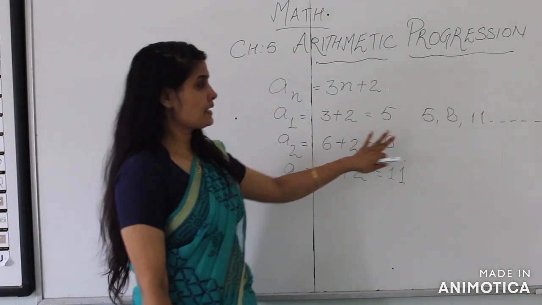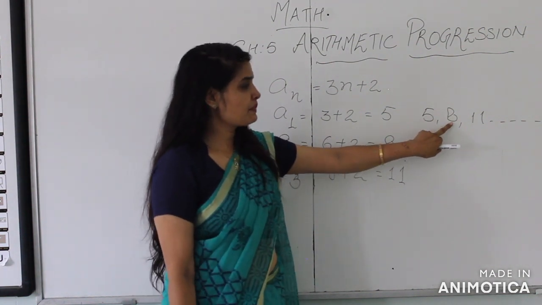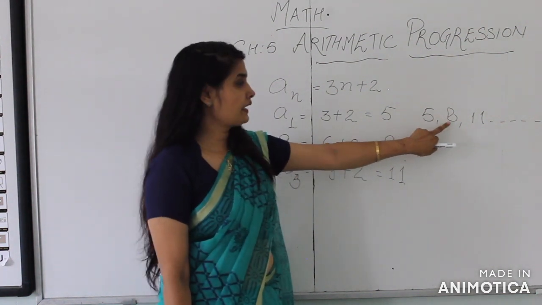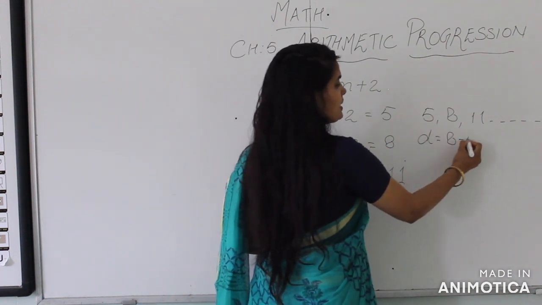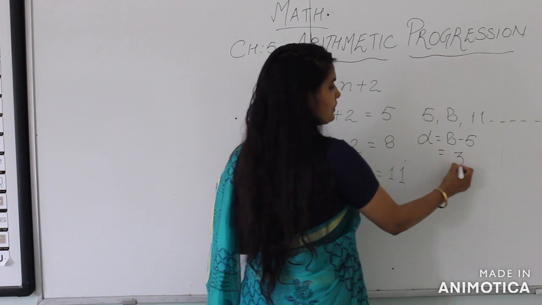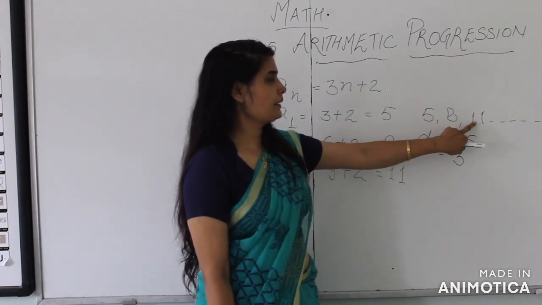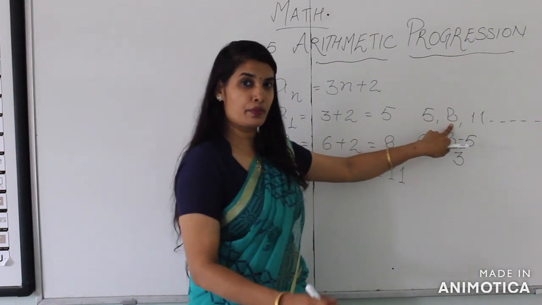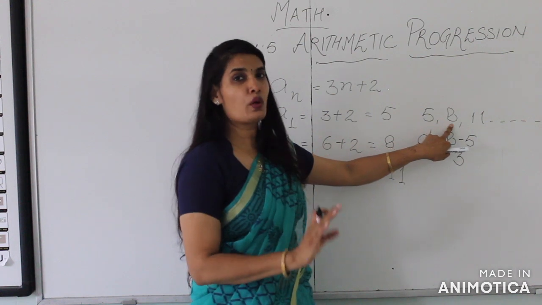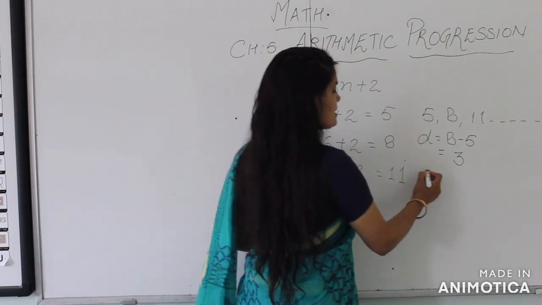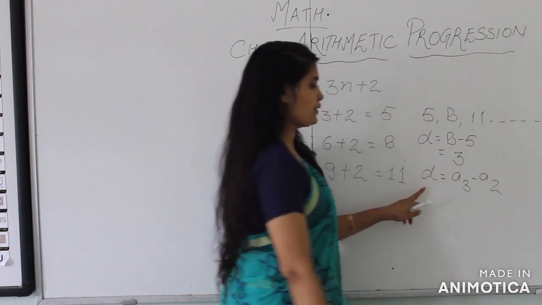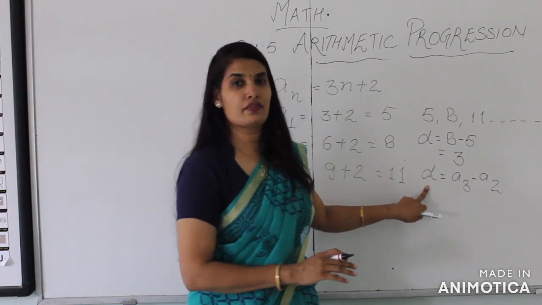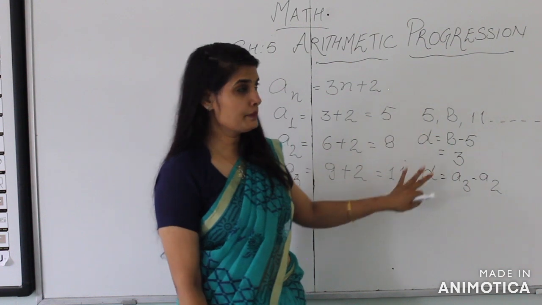Okay? And what is the basic thing here? The difference between two numbers here, like 8 minus 5, that is the common difference. This will be the same. 8 minus 5 will be 3. Similarly, when you subtract the second term from the third term, you will get the same common difference. That means you can take a3 minus a2 as a common difference, or you can take a2 minus a1 as a common difference. Is it clear?